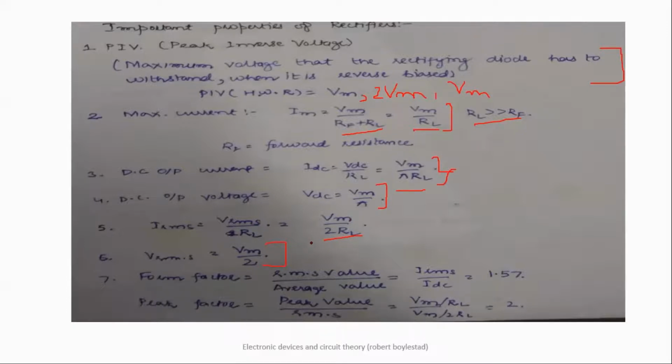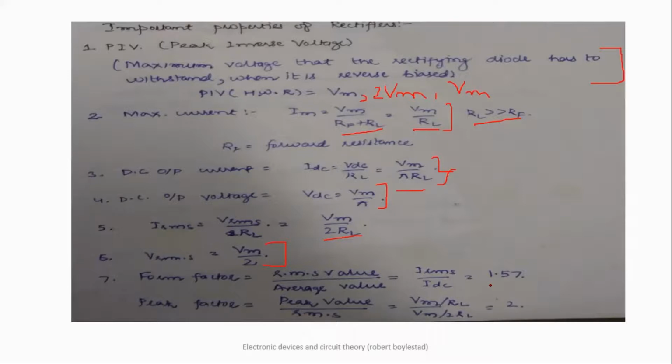Next is form factor. So form factor is actually the ratio of root mean square value over average value. So your root mean square value is VM by 2RL and your IDC is VM by pi RL. So we substitute these values here.